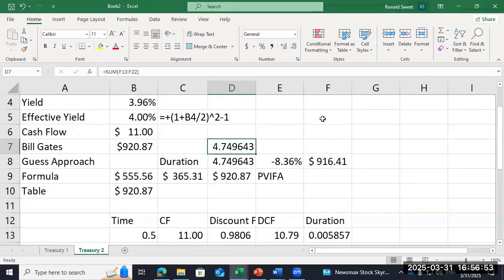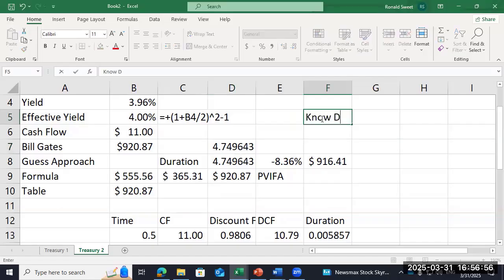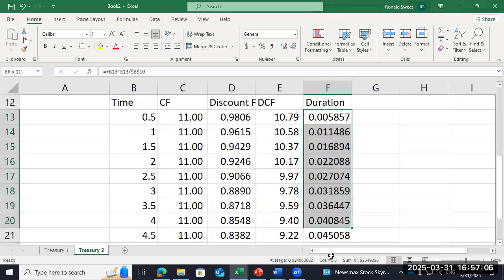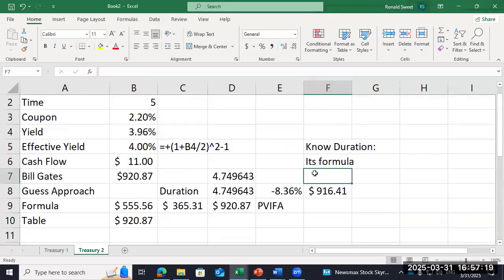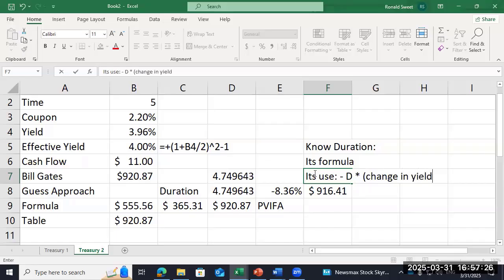So be real careful. When I say you should know duration, I mean it in two senses. First, its formula. There's this formula right there, the weighted average time to maturity. You take each time period times the discounted cash flow divided by the total cash flows. The sum of all that is your duration. You can do modified duration in just a little bit, but it's essentially it. And then its use. Its use is what? Minus duration times the change in yields. You should know both of those.